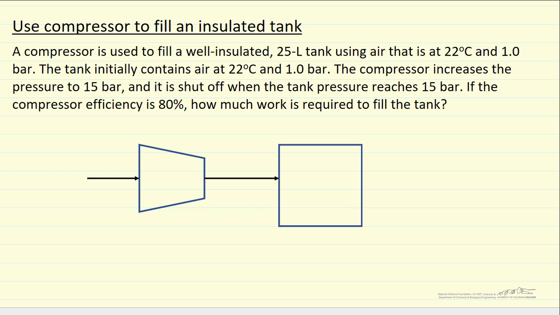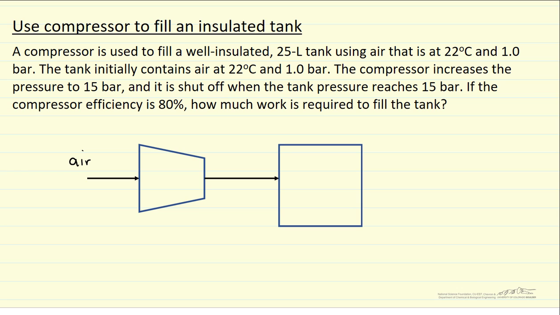Here we have a problem that we have multiple steps to solve. We're going to be feeding air into a compressor, and so air is entering here, to increase the pressure to 15 bar, and the gas flowing out of the compressor is fed into a tank, and then the compressor shuts off when the tank pressure equals 15 bar.